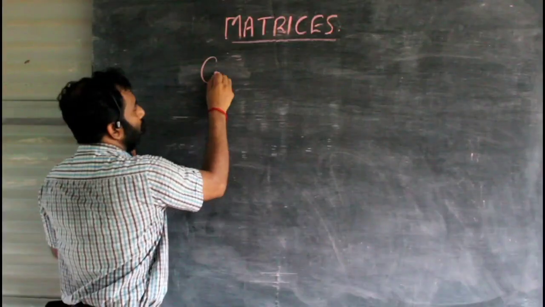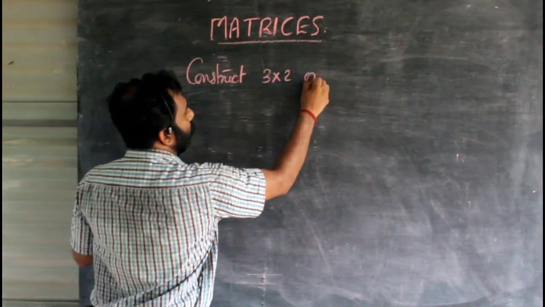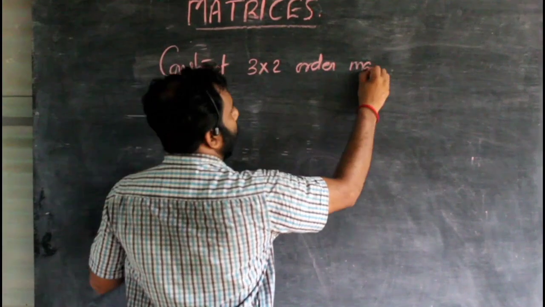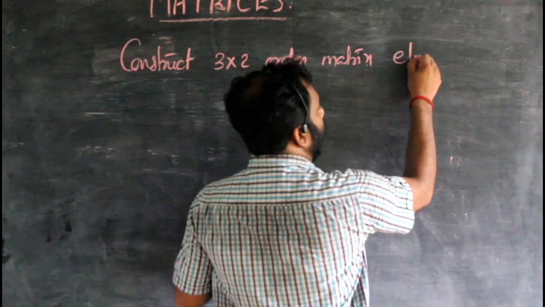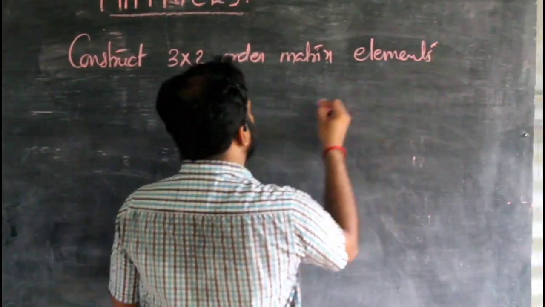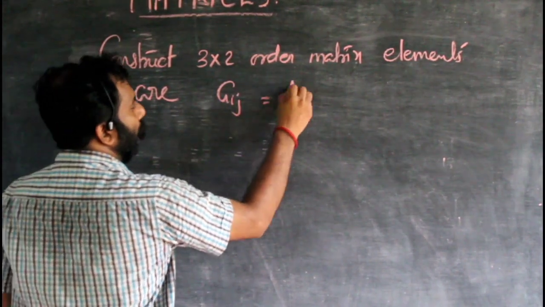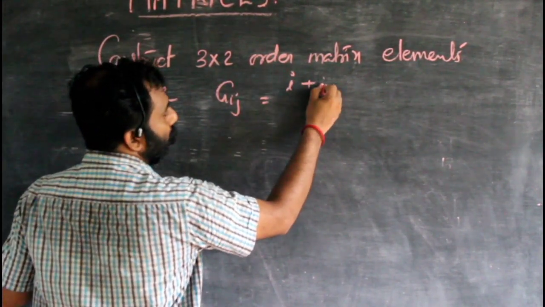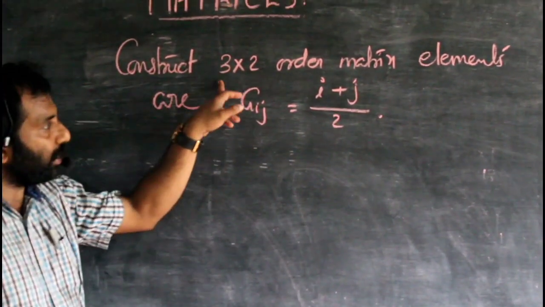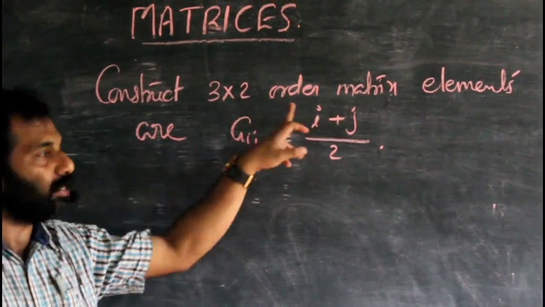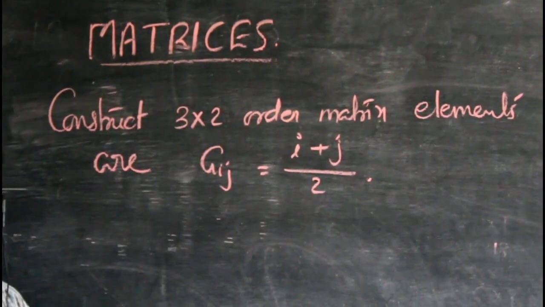Okay. Construct a 3 by 2 order matrix whose elements are of the form Aij equal to (i plus j) by 2. So construct a 3 by 2 order matrix. That means we have to construct a matrix having 3 rows and 2 columns.